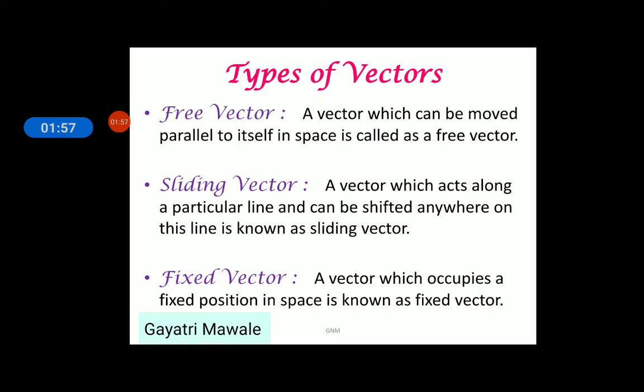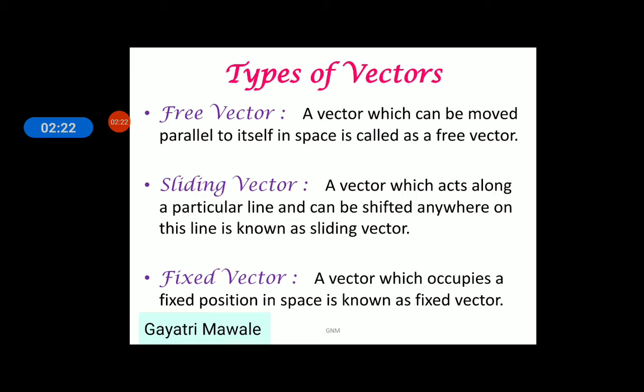Types of vectors. Free vector. A vector which can be moved parallel to itself in a space is called a free vector. Couple is a free vector. We can shift couple moment parallel to itself in a space.